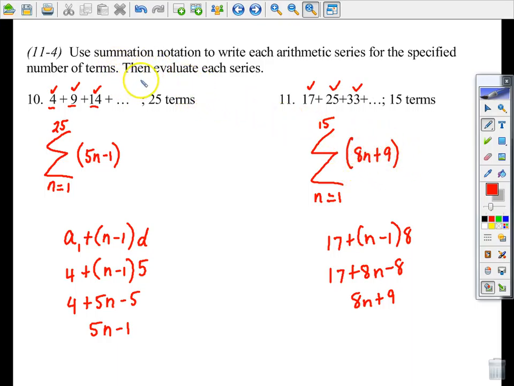Okay, the one thing we haven't done yet is evaluate the series. Well, once again, that same formula. I'm going to evaluate an arithmetic series, which both of these are. Number of terms divided by 2. Get a lot of practice with this formula. First plus last.